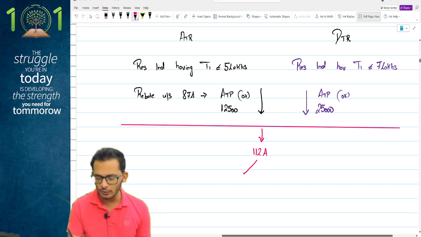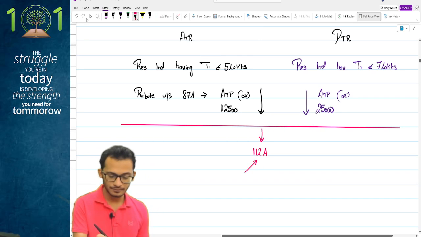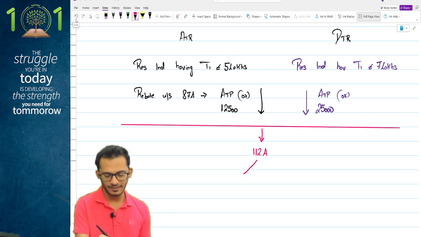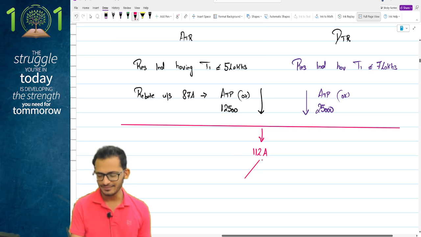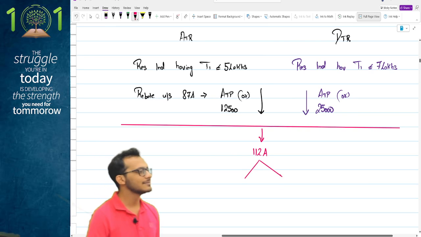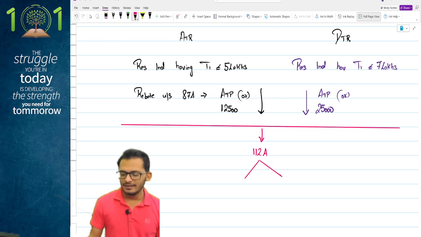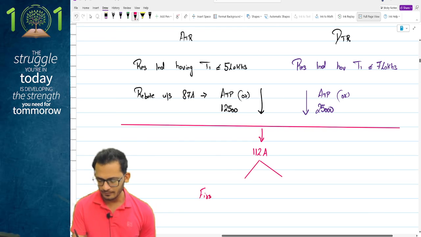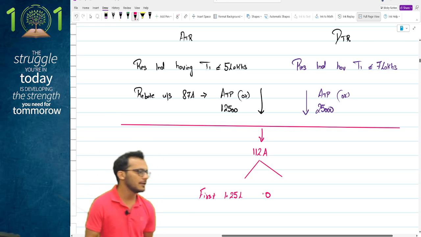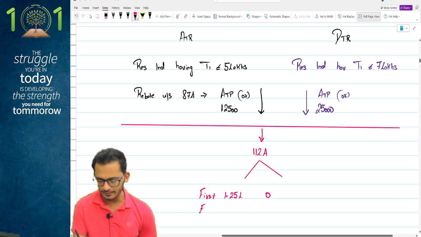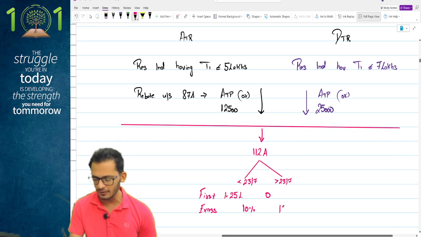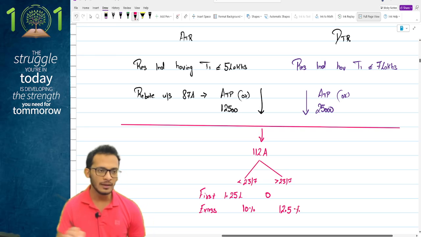While you may already know the tax rates, I'm clarifying it to you. Long-term capital gains, 112A tax rate, what is it? They basically said for the first 1.25 lakhs, tax rate is 0. For anything in excess, ask yourself if it is sold before 23rd July or after 23rd July. If it is sold before 23rd July, you will pay 10%, and if it's sold after 23rd July, you will pay 12.5%.